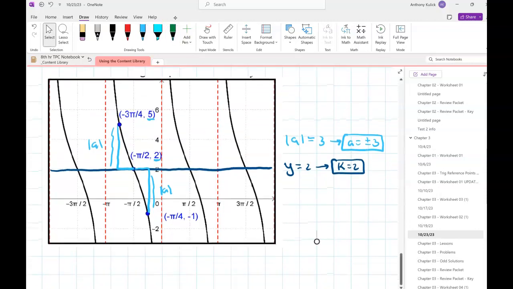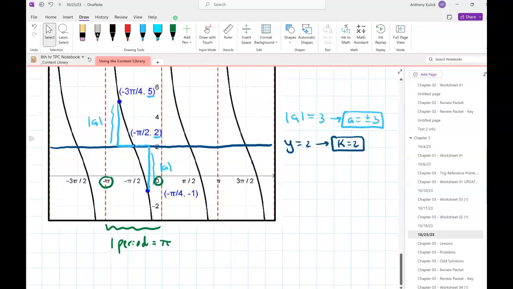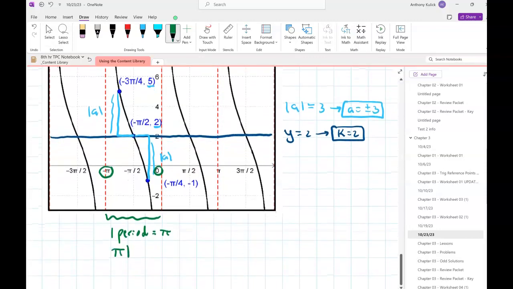Then we'll look for the period. So 1 period is just the distance between the two asymptotes. So our first asymptote is at negative pi, and our second asymptote's at 0. How far is it from negative pi to 0? 1 pi. And I know the period is pi times the absolute value of c. So what does c have to be? Just 1.